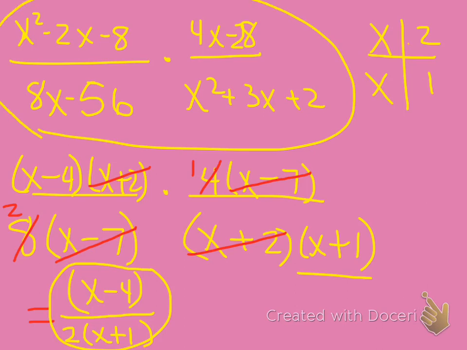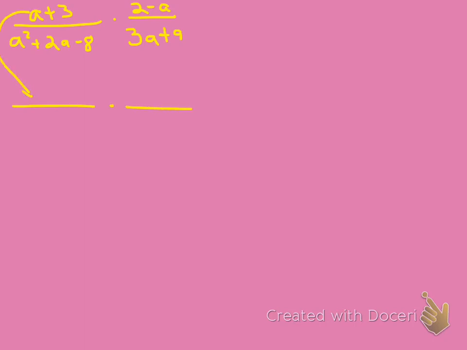Let's do another one. Okay, so I have a plus 3 over a squared plus 2a minus 8, and now we're going to multiply by 2 minus a over 3a plus 9. We're just going to redo this and move everything down to its corresponding piece. This one here, can I factor it? No, so I'm just going to rewrite it.